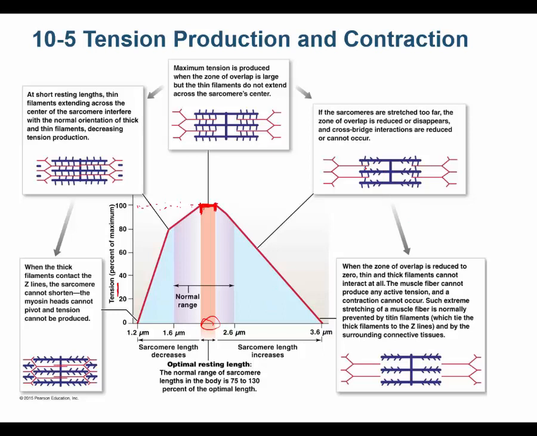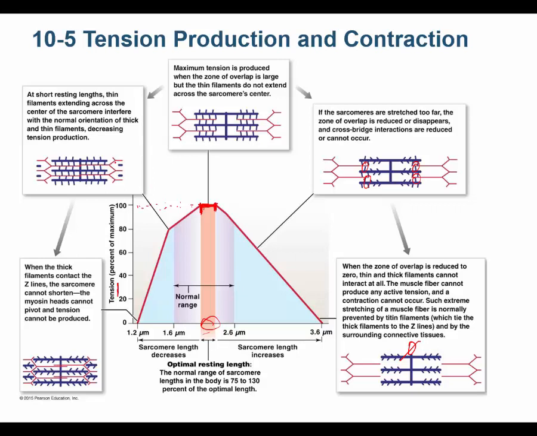If you're stretched too far, you have hardly any overlap between the thick and thin filaments. So if you have hardly any overlap, how are you supposed to make cross bridges and slide the filaments past one another? This one shows you're stretched so far there's zero overlap, so obviously you're not going to get any tension produced on that one.